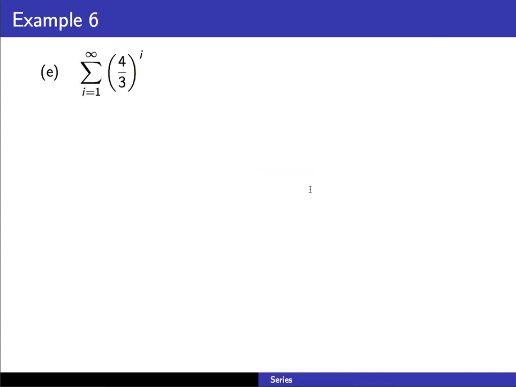All right, part E, we have 4/3 to the i power from i equals 1 to infinity. Our common ratio here is 4/3, which unfortunately is not between -1 and 1. So we keep adding larger and larger numbers each time, which means our series is going to diverge. So we can't find a sum.